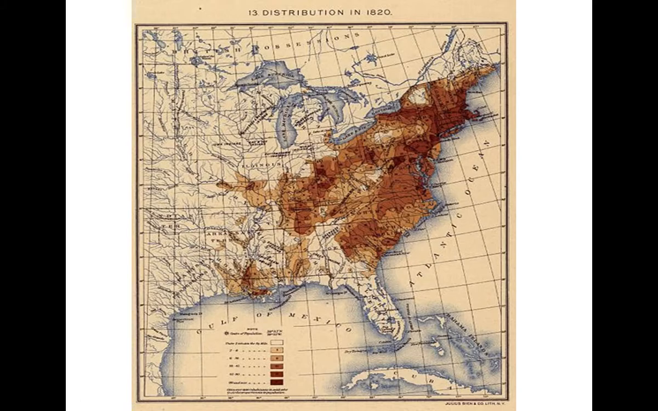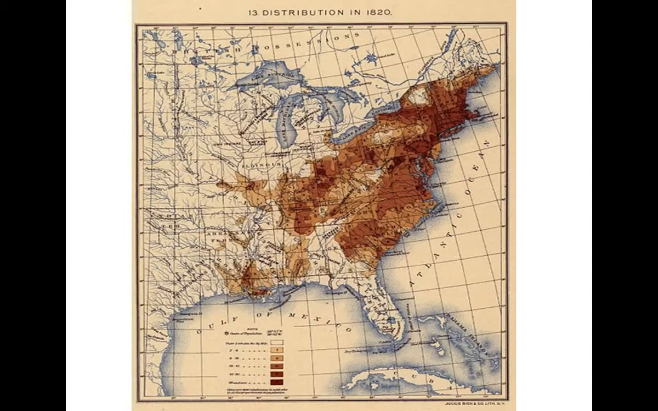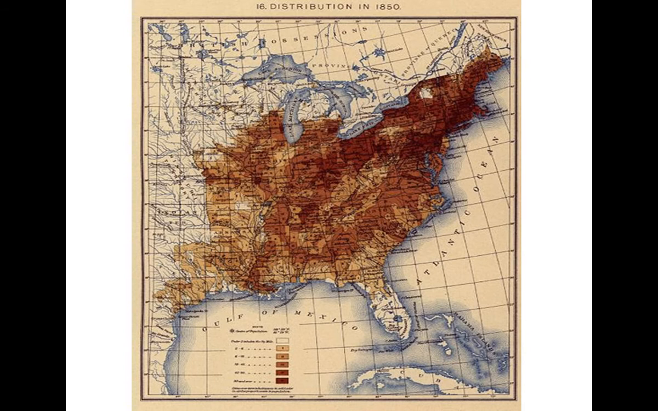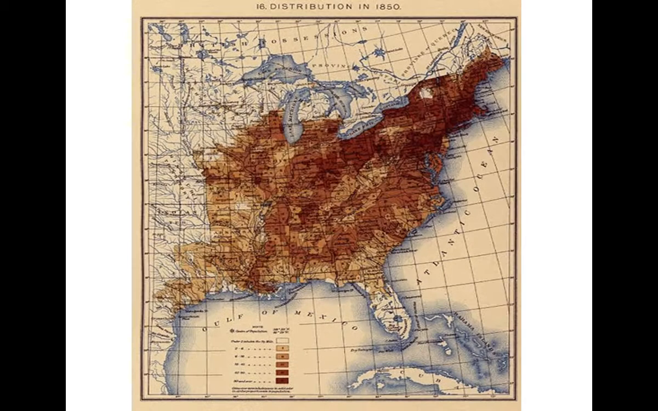These are two maps that are very similar. This is 1820. Notice that the darker colors are where the higher population density areas are. And then if we shift over to 1850, notice how it shifts west, but also the North becomes much darker as far as population density on this map. So again, 1820, and then just 30 years later in 1850.